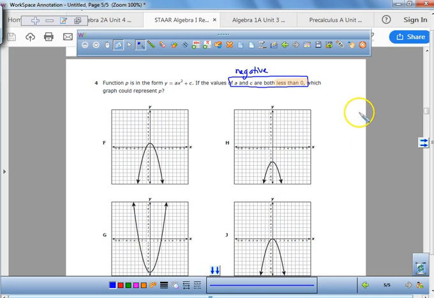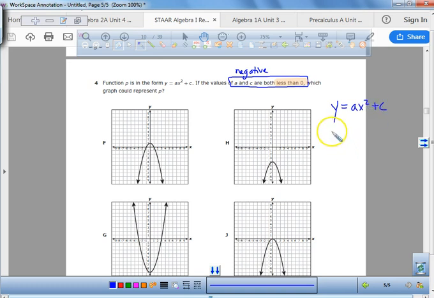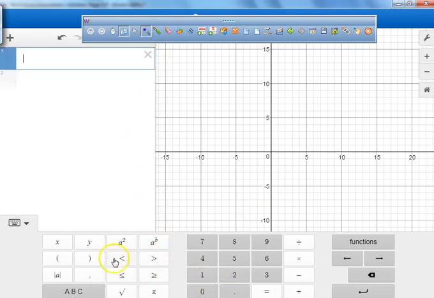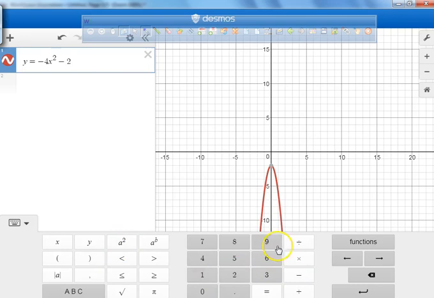So let's just make something up. Ready? If it's in y equals ax squared plus c, give me a number that's negative for a. Negative 4, good. Give me a negative for c. Negative 2, good. Would you agree that both a and c are negative? So not 2 decimals. Very good. I'm going to clear this out. I'm going to hit y equals negative 4x squared minus 2.